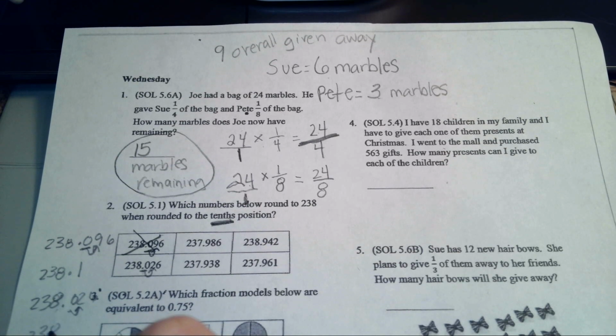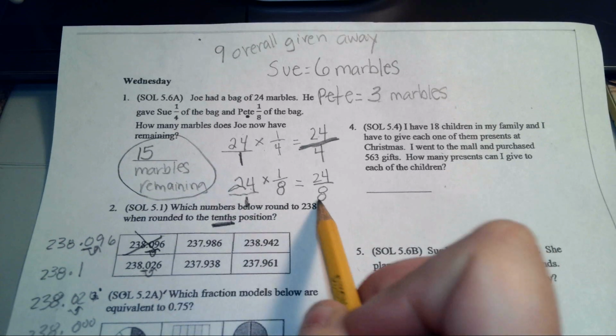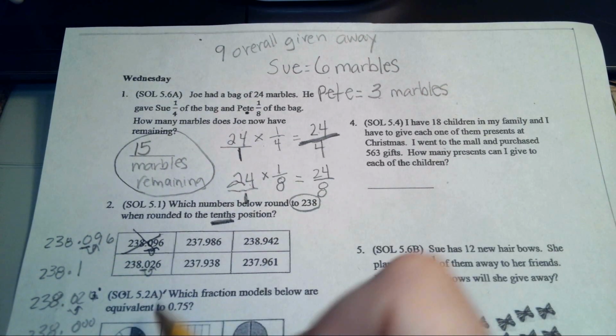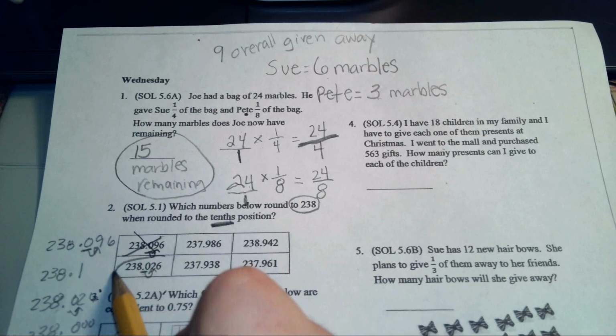So 238.000 is the same as 238, which is what we're looking for. So yes, we're going to circle this number.